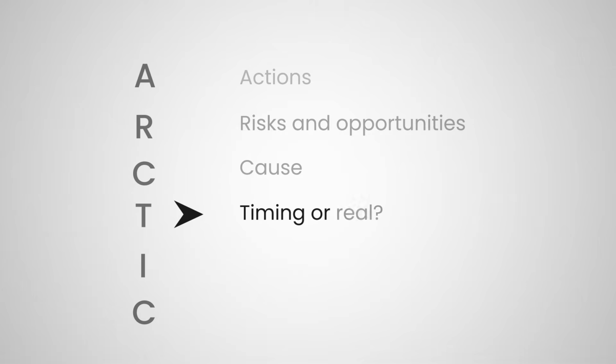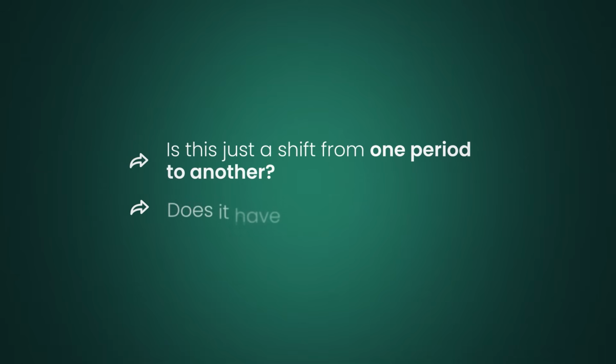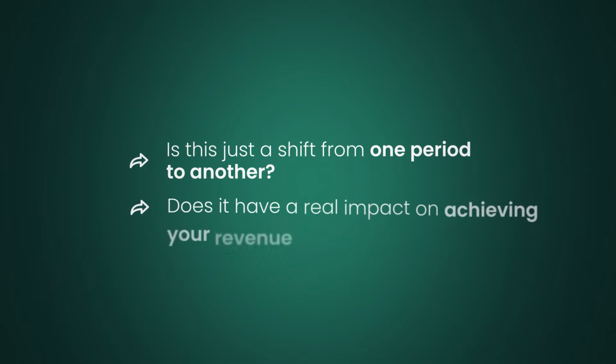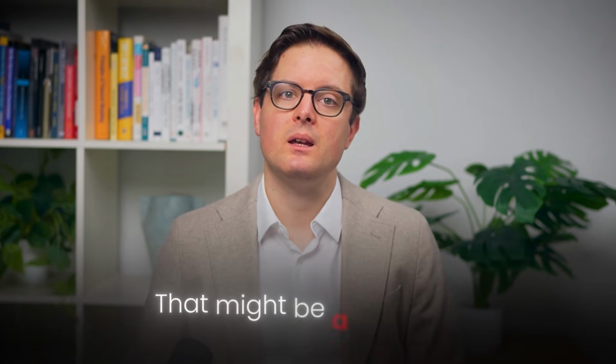T stands for timing or real. Here we need to ask, is this just a shift from one period to another, or does it have a real impact on achieving our revenue or profit targets? In my earlier example, maybe Deloitte was supposed to bill everything in March, but there was a delay. They billed the current audit, plus they forgot to bill something from the previous quarter. That would be a timing issue, not a real increase in annual costs. Timing issues usually aren't a big deal. If it's real, that might be a problem.